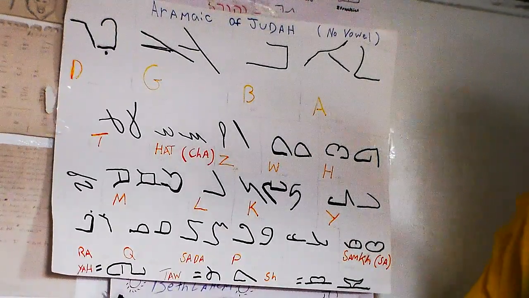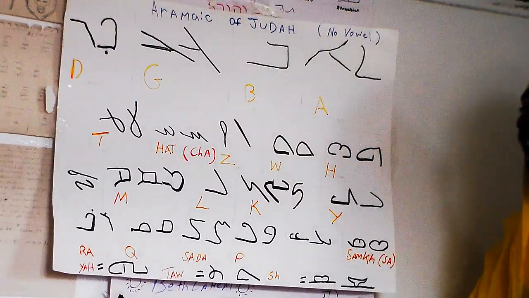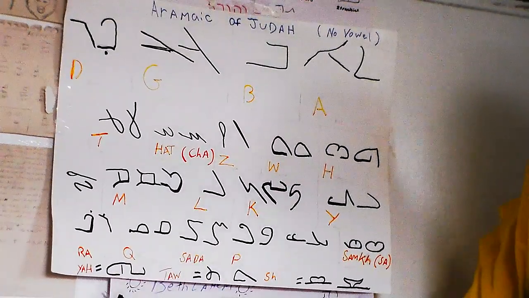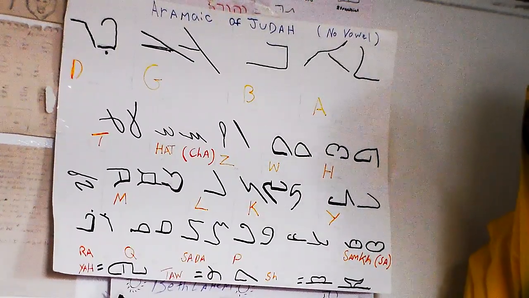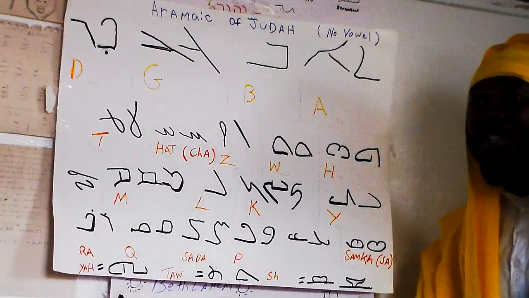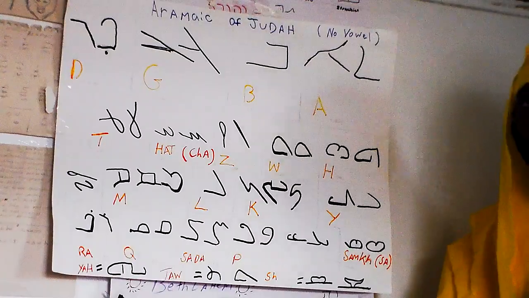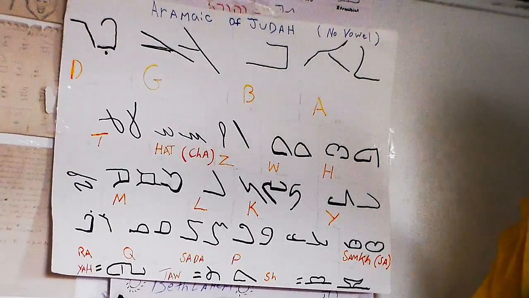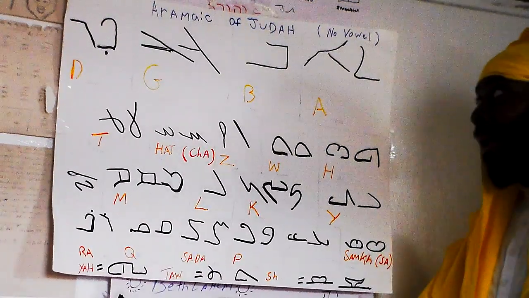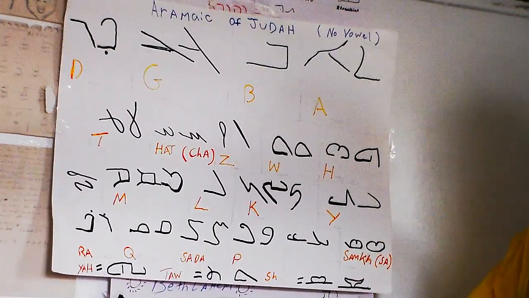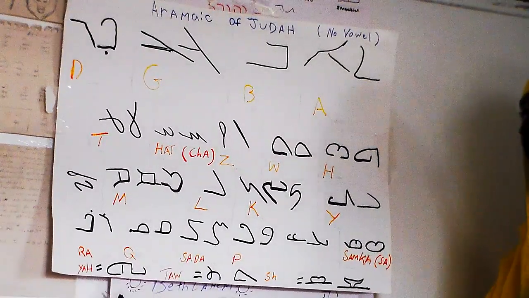Except Esau, but I'm not going there. This is ancient Aramaic, and ancient Aramaic means no vowels. That's why I put Aramaic of Judah, because the real Aramaic of Judah and the whole 12 tribes spoke Aramaic. From the Old Testament, they spoke Aramaic. They don't speak Yiddish or Arabic. This is the language I wanted to tell the whole world. Thank you for listening.